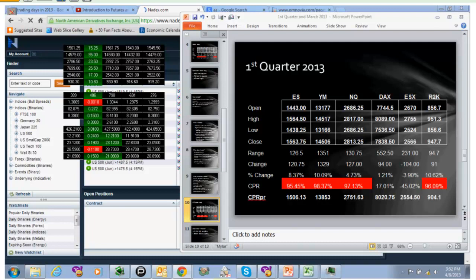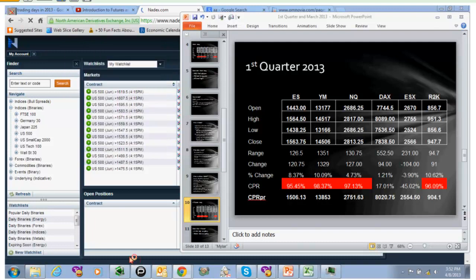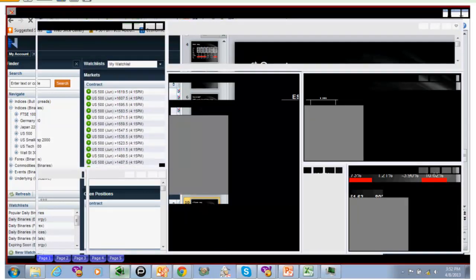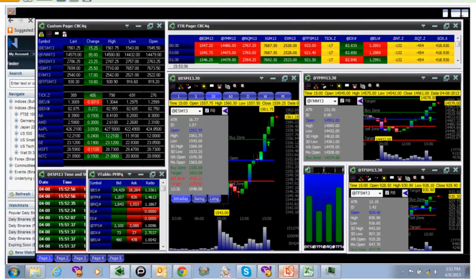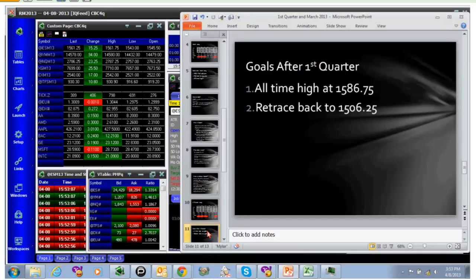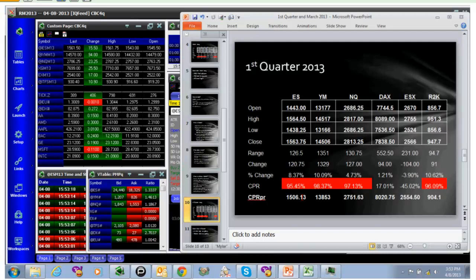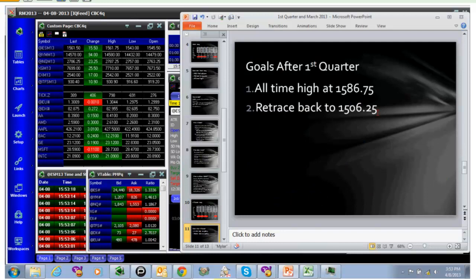Now, one thing I should tell you about any market is that overbought markets can remain overbought longer than you can remain insolvent. So be aware of that. But let's look at what the goals are after the first quarter. So we have two numbers that should jump out at you. That 1586.75 all-time high and the possibility of retracing back to, got 1506.13 here, but I'm looking at around 1506 quarter.